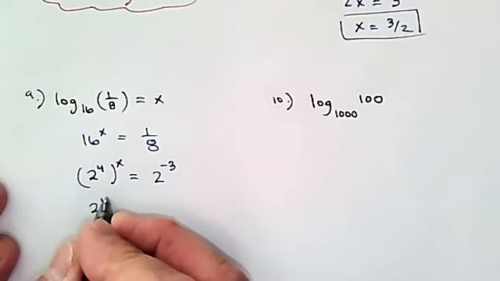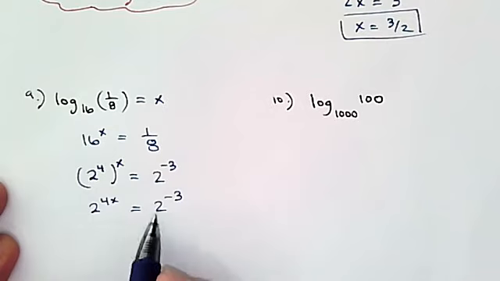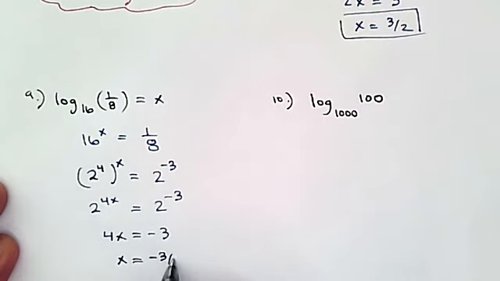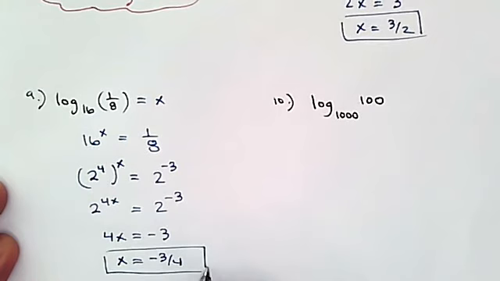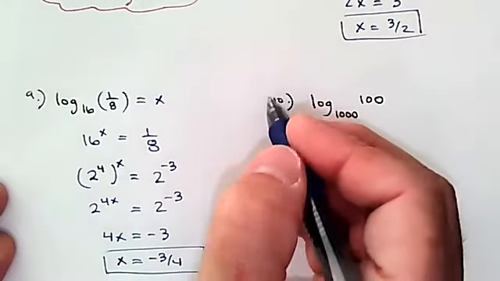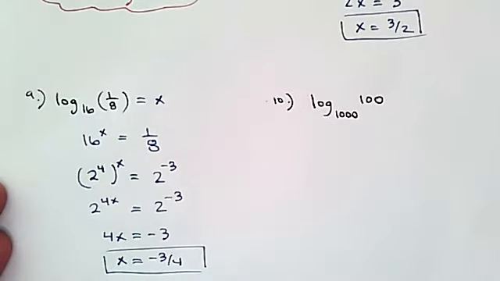This becomes 2 to the 4x. And once again, I have my bases equal, so I know that my exponents must be equal. 4x has to equal -3. x is going to have to be -3/4. Okay, if you're watching this, you might want to pause the video and go ahead and try number 10 on your own. It's kind of the same idea as the last two.